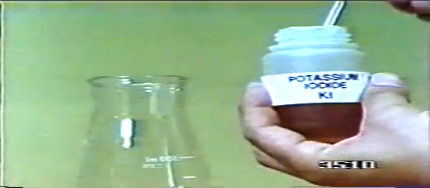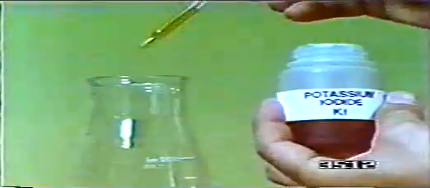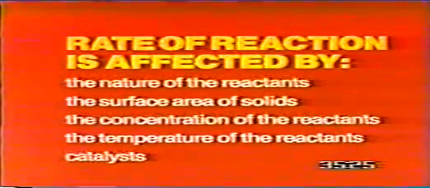Now watch what happens when we add a solution that contains iodide ions. The reaction rate changes significantly. The iodide ions act as catalysts. Catalysts are substances that can have profound effects on the rate of reaction. They work by providing what is called an alternate reaction path.